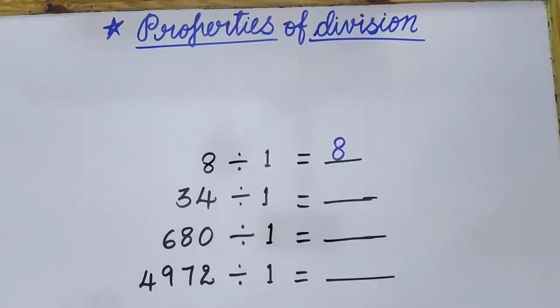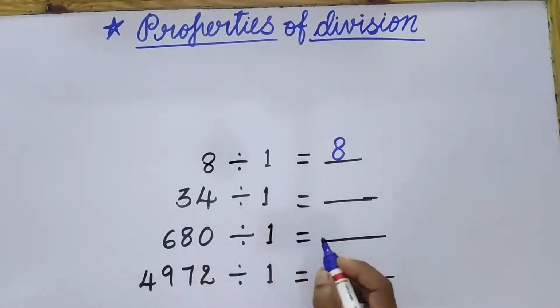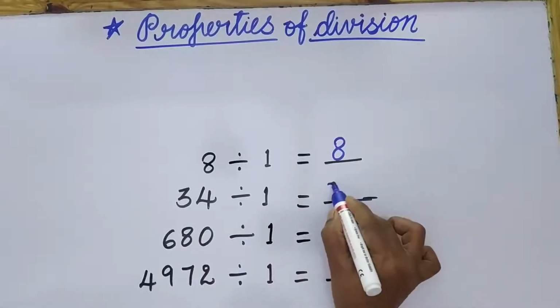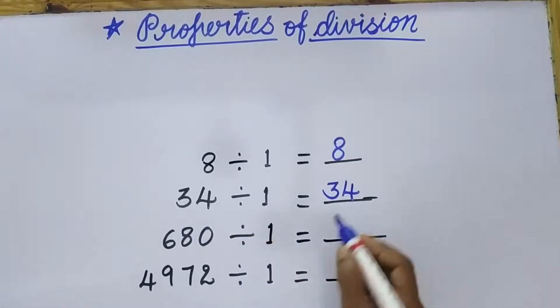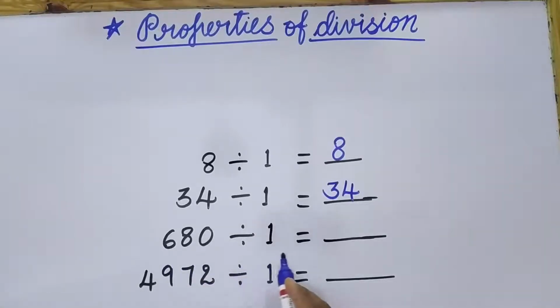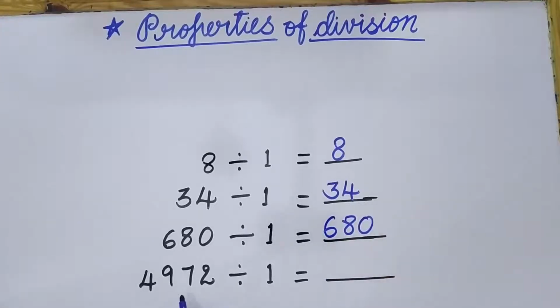Similarly, let us have a few more examples here. We have 34 divided by 1. We are dividing 34 by 1. Then what do we get? Yes, we are going to get the number itself, the dividend itself, 34. 680 divided by 1. What do we get? Of course, we do get 680. 4972 divided by 1. Here also, we are going to get 4972 itself. Okay, from this, what can we learn?